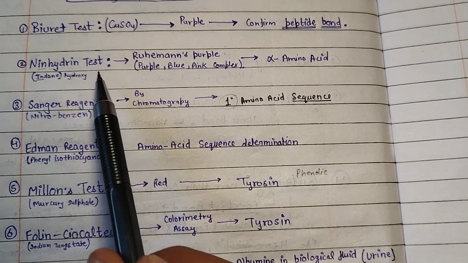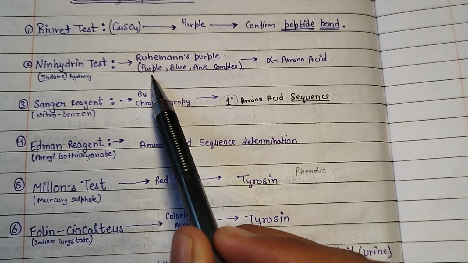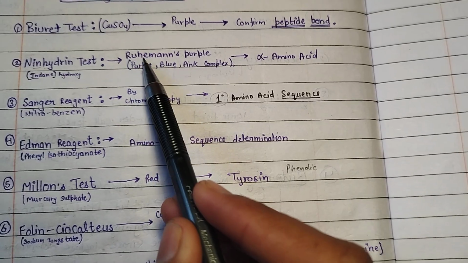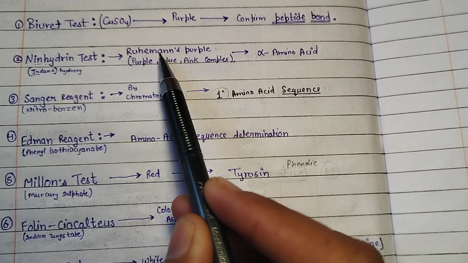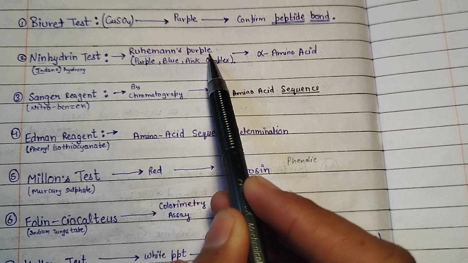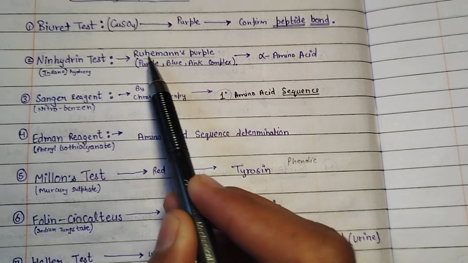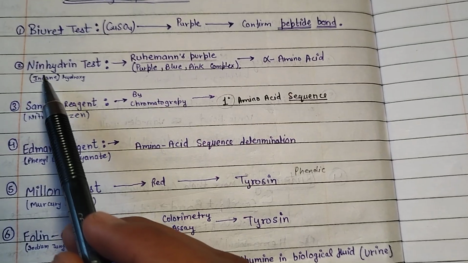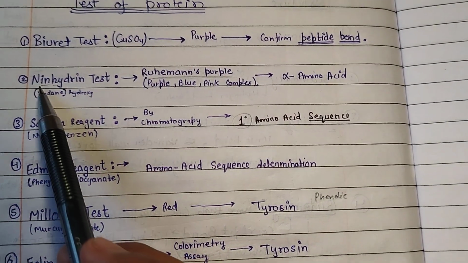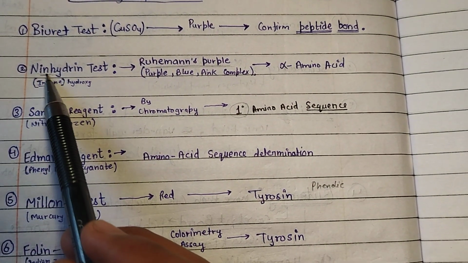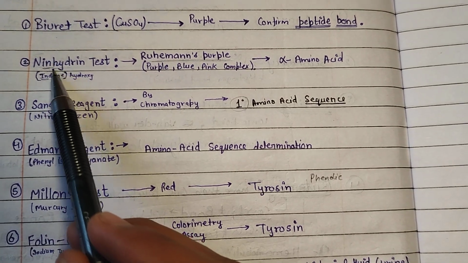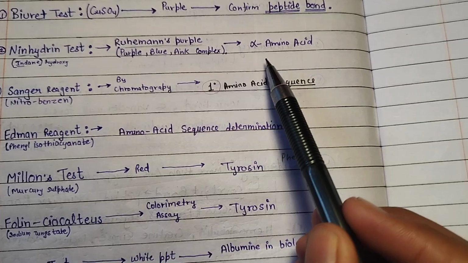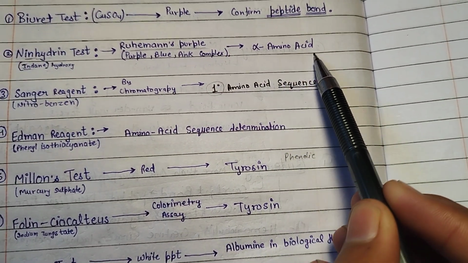Now we have the ninhydrin test. The ninhydrin test gives a purple, blue, pink complex. It is a mixture of all of these, which has a name: Ruhemann's purple. Remember this one. It is different from all the other colors, so if there is a question about color, it can be here. Remember the reagent, ninhydrin, indane and hydroxy. It is used to determine the alpha amino acid.